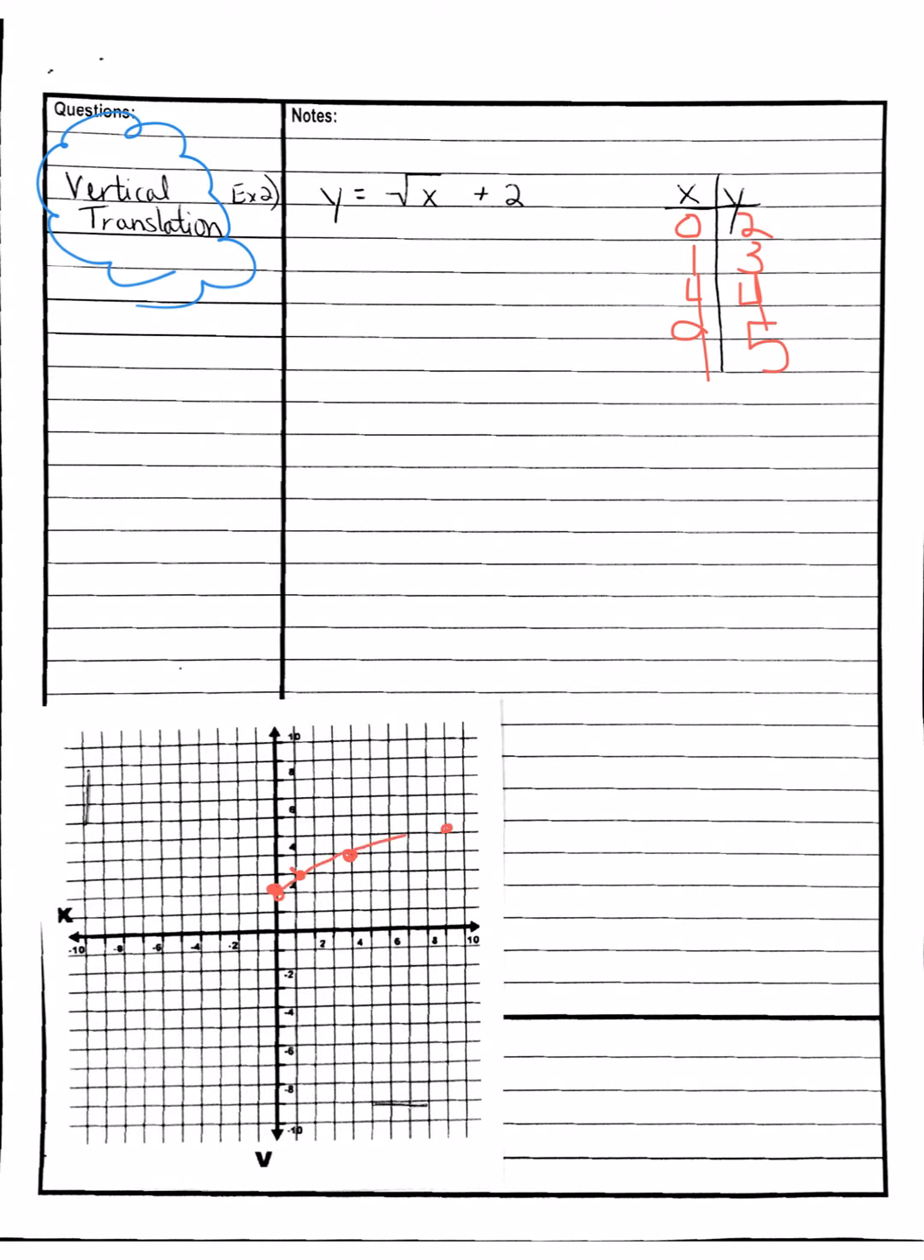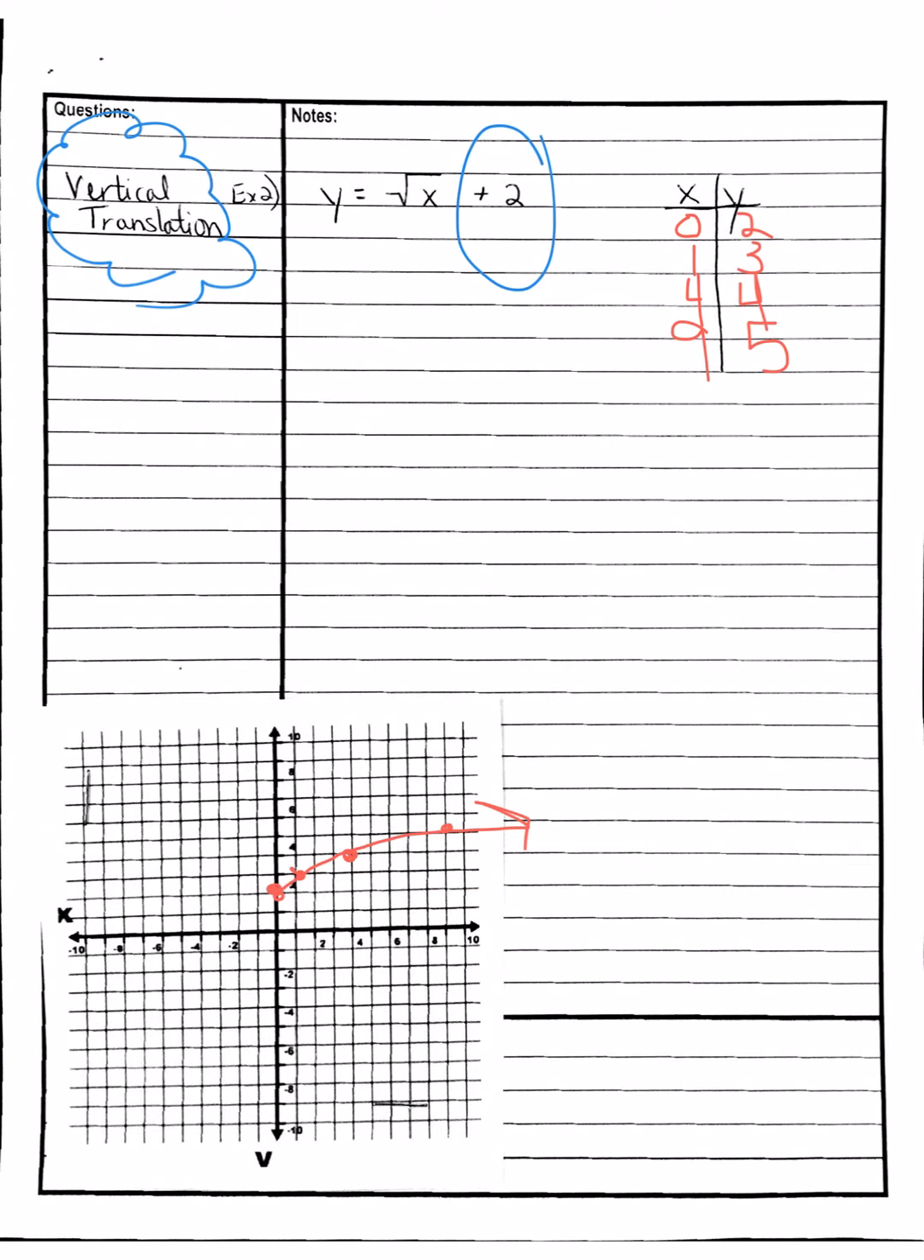And so you can see that our graph is the exact same as the one before, except it was just shifted up the 2 units. So whenever we were to add 2 units, or if we were to subtract 2 units, we're translating this graph vertically up or down the y-axis.